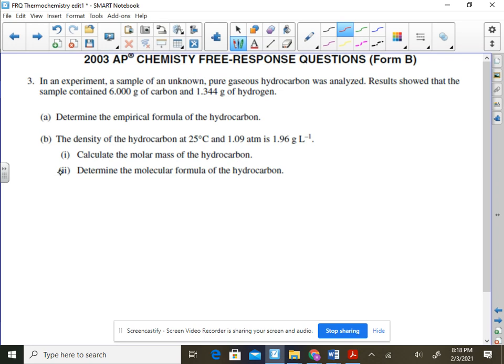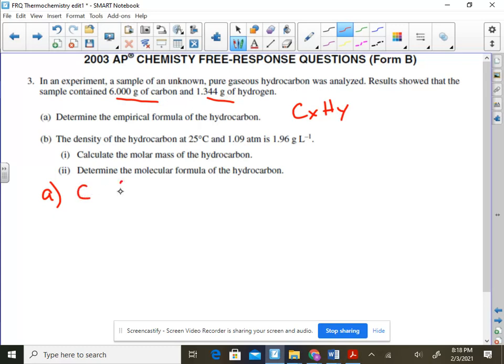So let's start. We're in 2003, number 3, and we're on A. We're finding the empirical formula. We are given the mass of carbon and the grams of hydrogen as well. So to find the empirical formula, we want to find the molar ratio between the two. In other words, we're looking for those subscripts. And so this is the mole to mole ratio between these two. So step one, get these to moles.